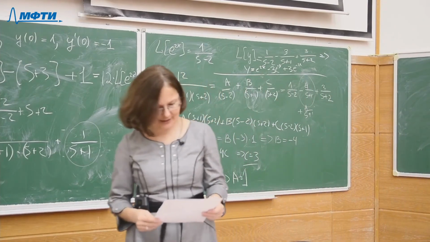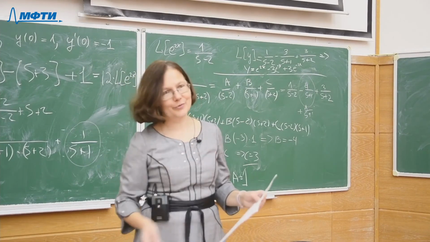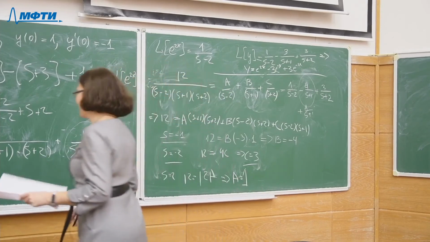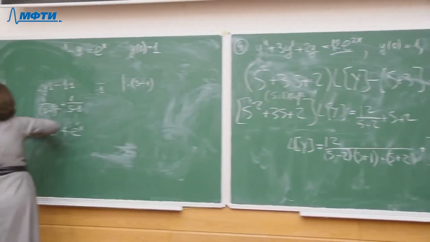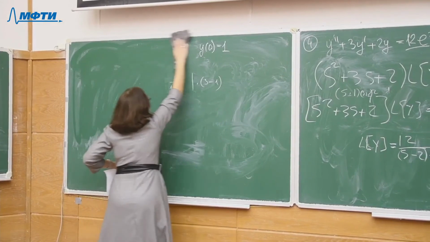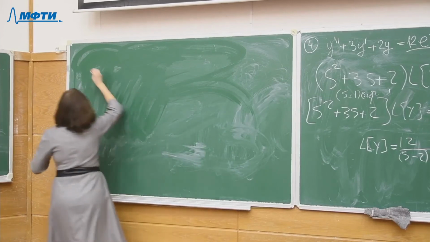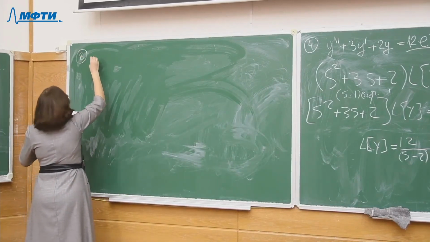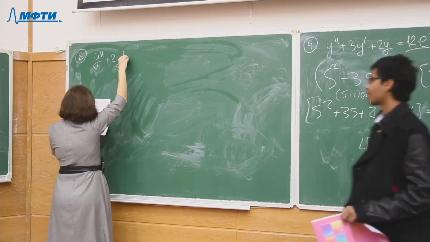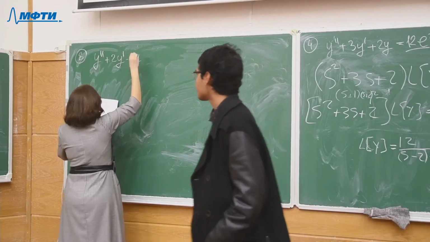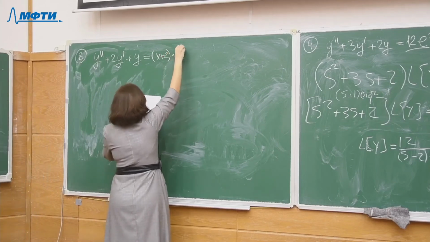So what about next? Do you need to solve maybe number 8? I would like to solve it. Okay, Kathy, do you want to solve number 8? So I will write there. It will be y double prime plus 2y prime plus y equals x plus 2 times e to negative x.